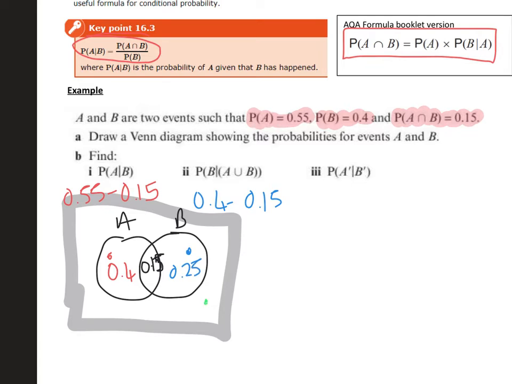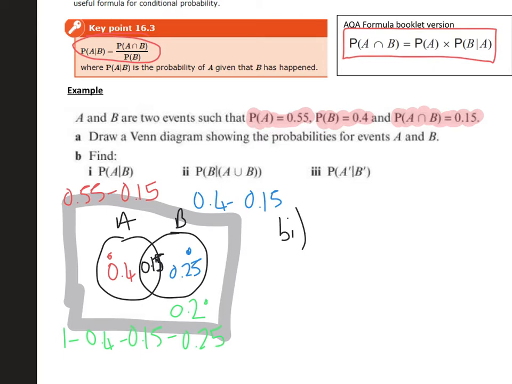And to get the outside, I know that everything should add up to 1. So I'm going to do 1, take away 0.4, take away 0.15, take away 0.25, which is going to give me 0.2 on the outside. So I've got all my probabilities that I potentially need. So now, working out probabilities is going to be really nice, really quick.